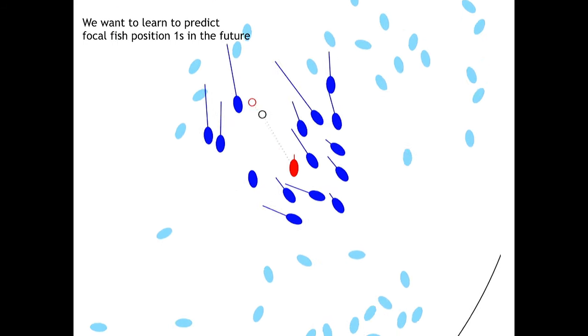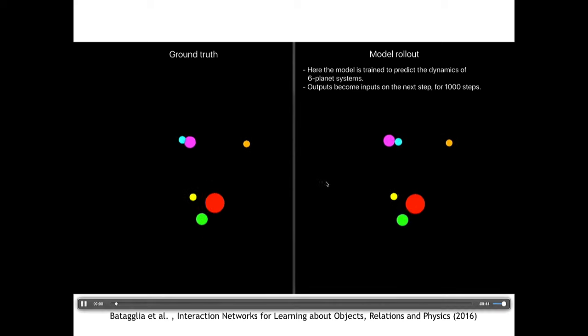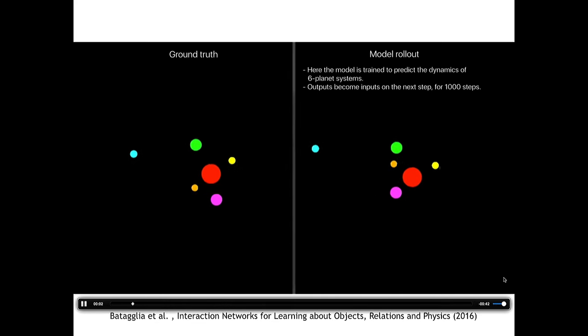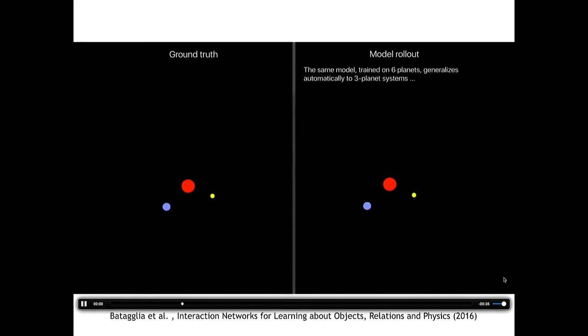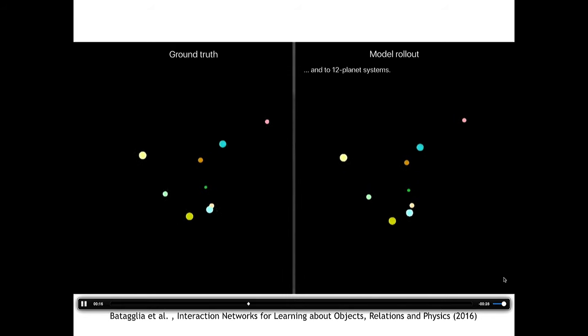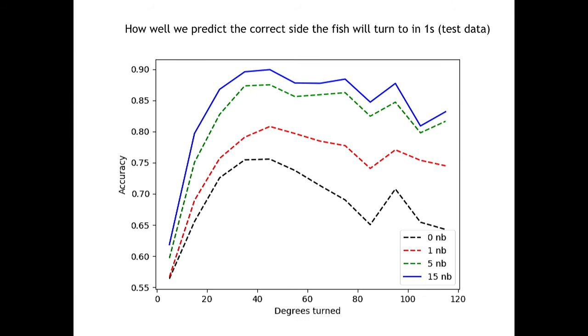I'm going to tell you very quickly how this works. So the idea in this paper is a method that was used to mimic physics, and we are going to use it for modeling fish. On the left, you have the physics implementation. On the right, the deep net implementation. And you can see that they work closely. OK, so it works quite well.